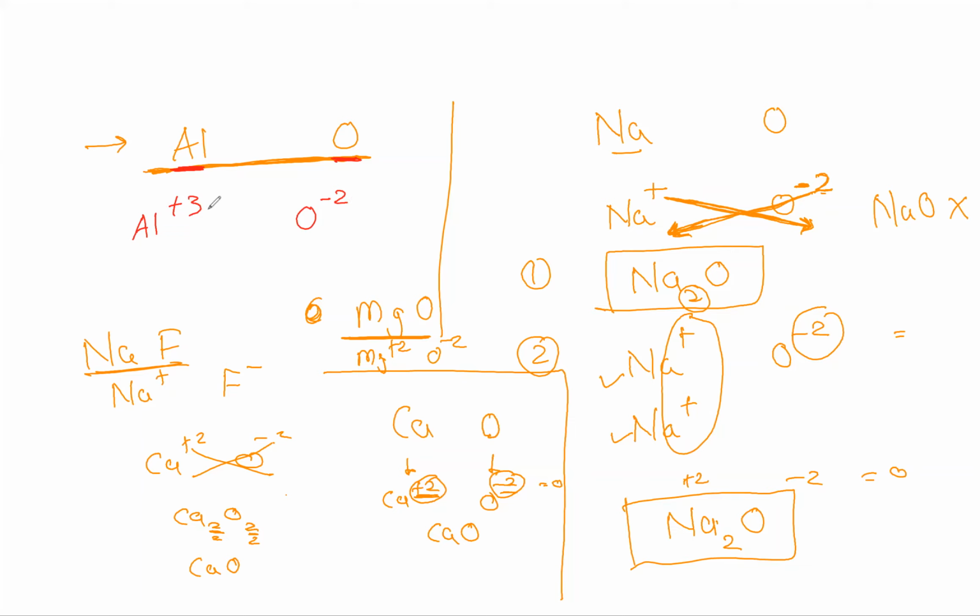Very simple. Zigzag cross multiplication, right? Cross multiply: this goes here, and this goes here. So it should be what? Al2O3. This is the answer.